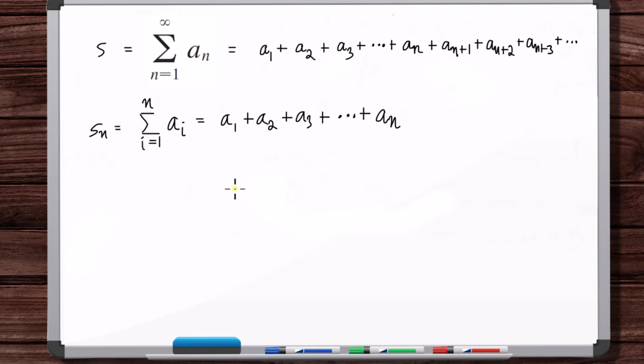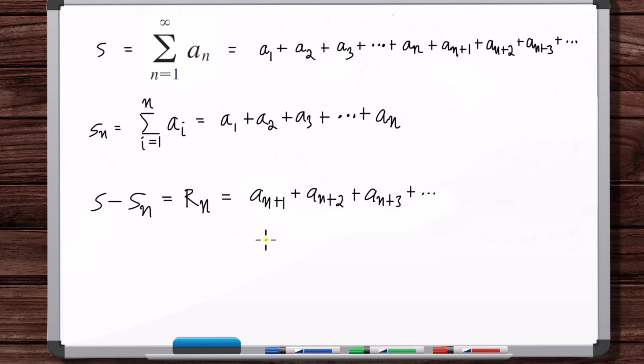Okay, so with that, what you can see is we can think about the idea of subtracting S sub n from S. So we take all of this and subtract it from this. And what we're left with is, so S minus S sub n, we're left with what we call R sub n. And that, you can see, is a sub n plus 1 plus a sub n plus 2 plus a sub n plus 3 all the way to infinity. So this is R sub n. It's the remainder of the infinite sum that you didn't include.